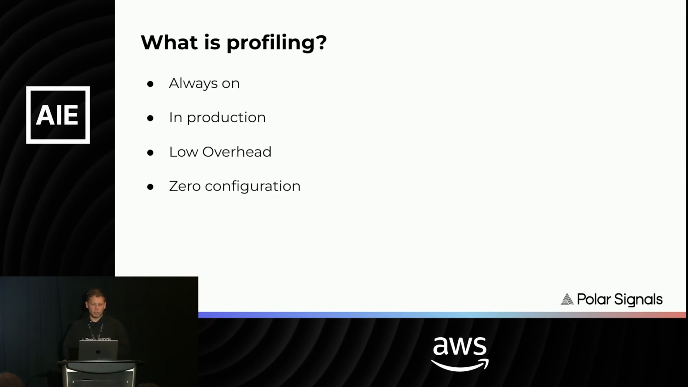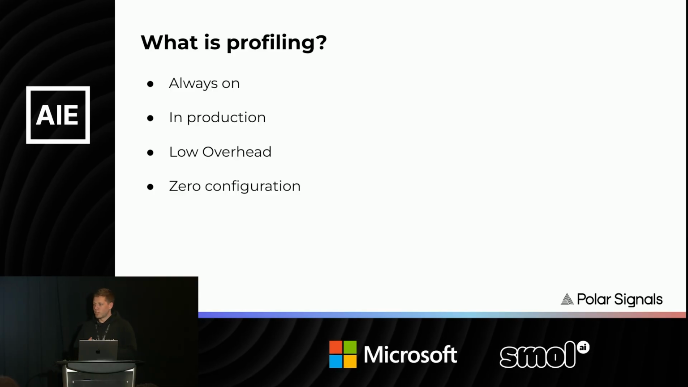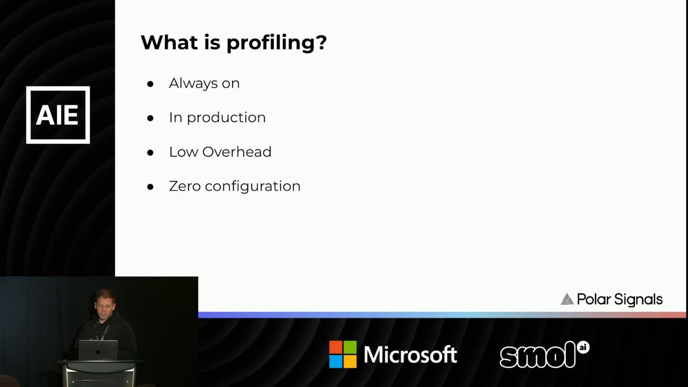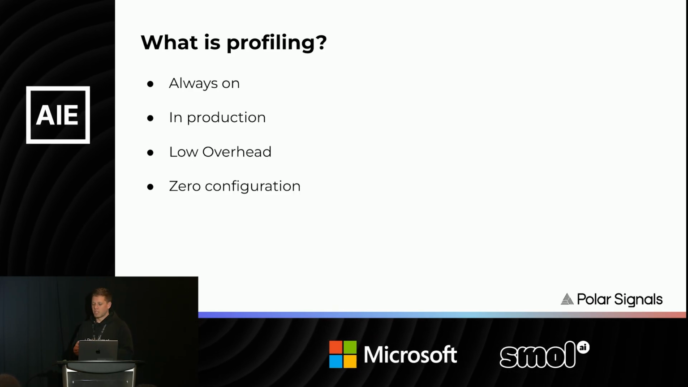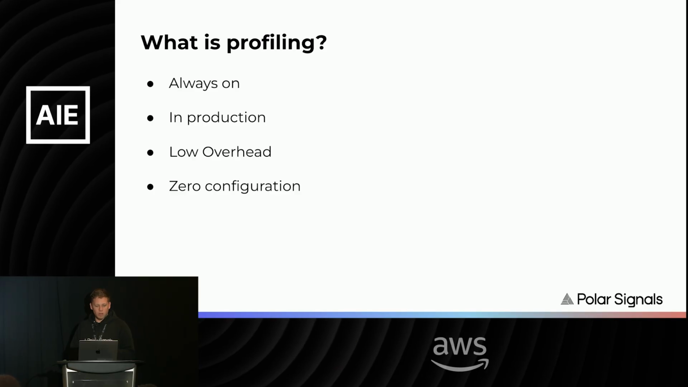And that allows us to do it always on, and do it in production. Your machine is not the production environment, so it is pretty important to be able to do this in production and actually see what's happening out there in the real world, and do it with low overhead.